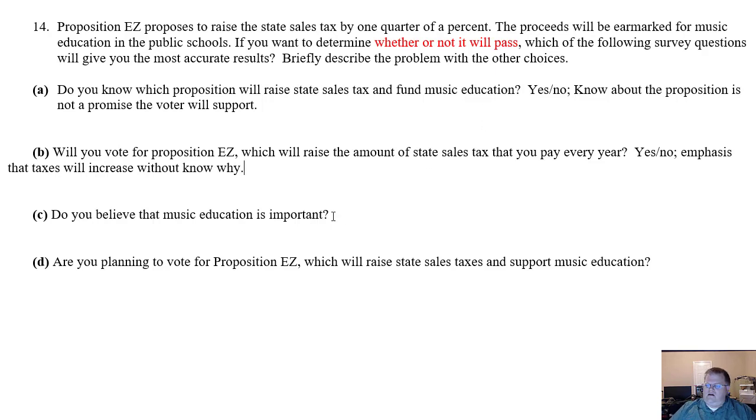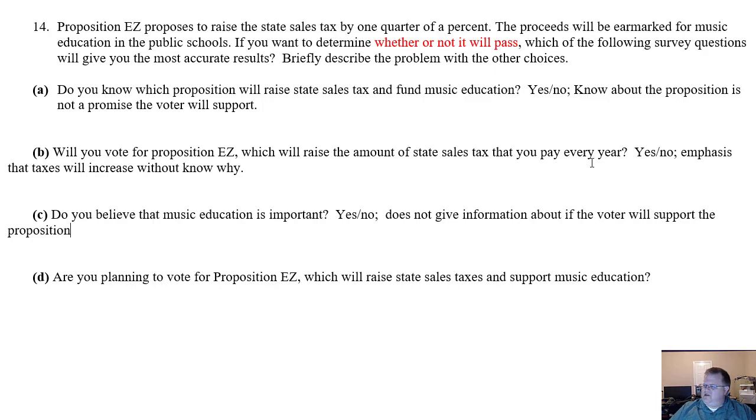Okay. Question C. Do you believe that music education is important? Okay, again, this is a yes/no question. This is generated to produce yes answers. Most people are going to say, yeah, I think music education is important, but it does not tell us if the voter themselves will support the proposition. So it does not give information about if the voter will support the proposition.